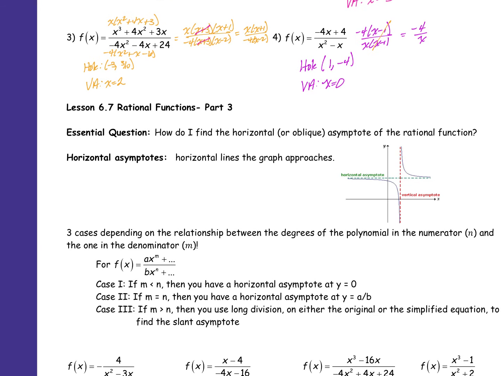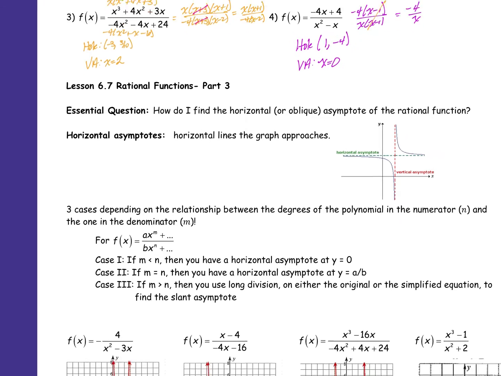So horizontal asymptote, or horizontal lines, the graph approaches. It can go over the horizontal asymptote, so it can go up and over, and it can cross the horizontal asymptote several times. It just will approach that as it's going towards infinity, negative or positive infinity. So it approaches my horizontal asymptote or my oblique asymptote.